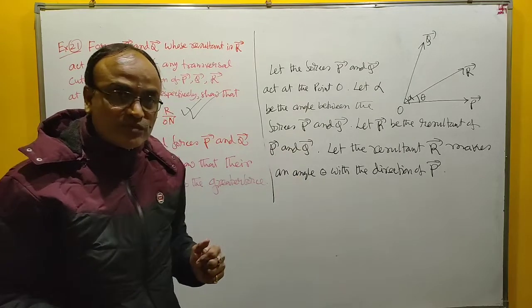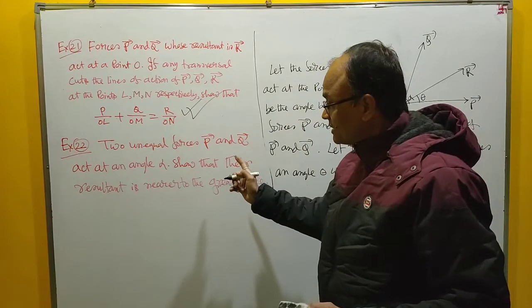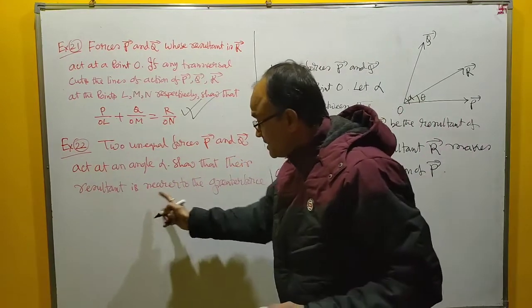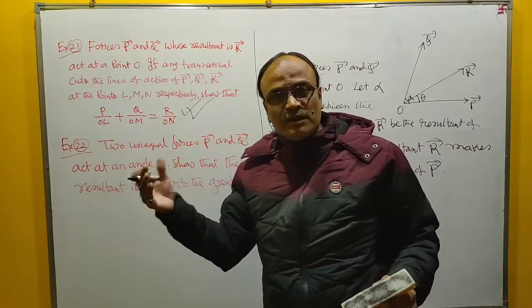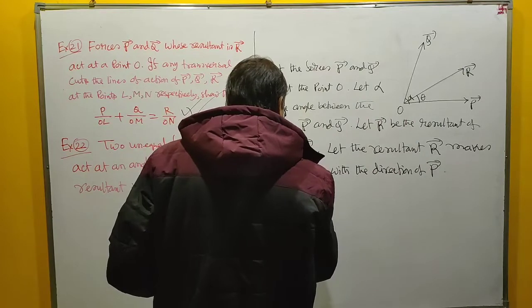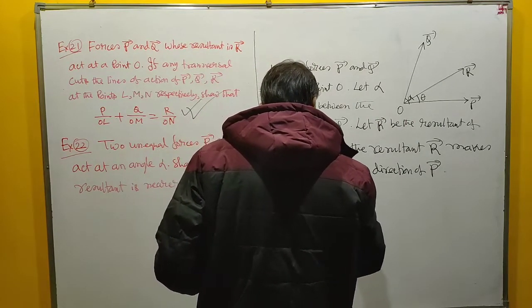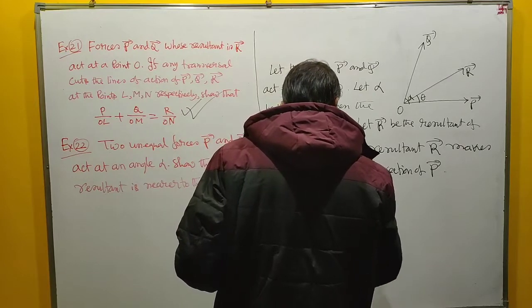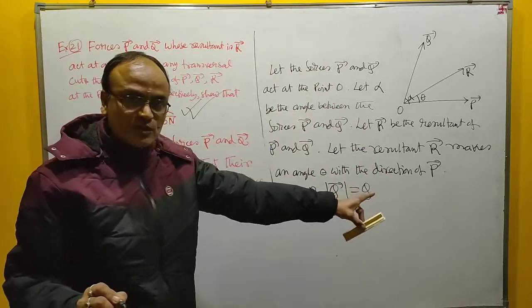What are we going to prove? We are going to prove that the resultant is nearer to the greater force. Suppose that P is greater than Q. The magnitude of the force P is P, and the magnitude of the force Q is Q.